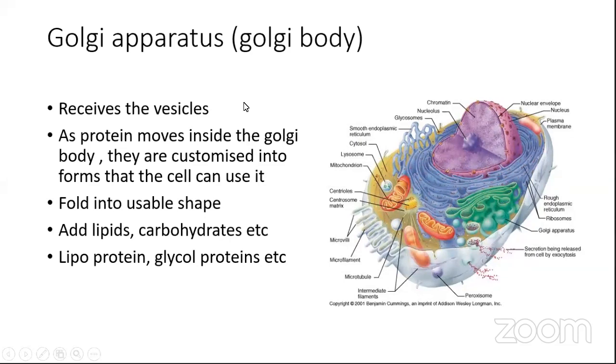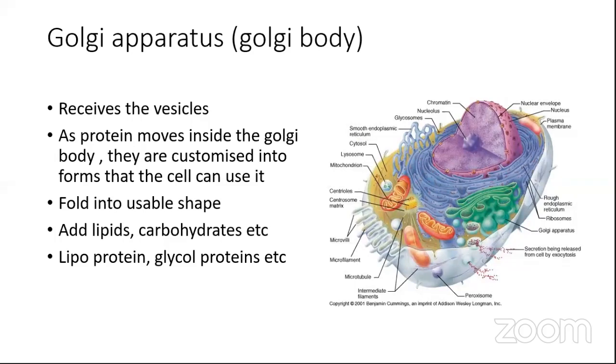This is the Golgi apparatus, where the protein vesicle received from the endoplasmic reticulum goes inside and gets customized, reshaped and folded so it is usable for the cell. So the cell can use some kinds of enzymes, hormones and tiny molecules. Those things are customized by the Golgi apparatus. It also adds lipids to the protein. Lipids are nothing but some kind of fat molecule, and carbohydrates.